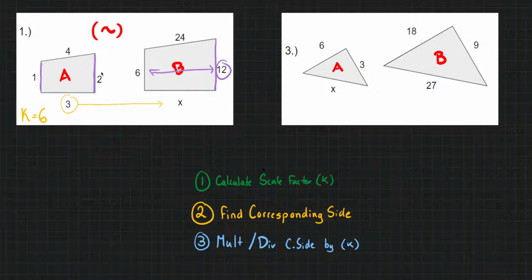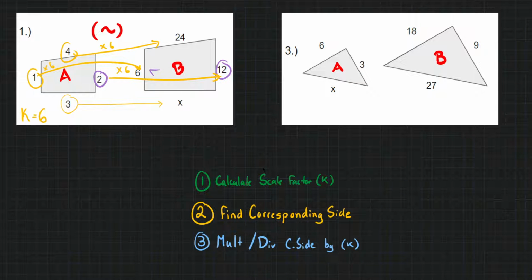That means 2 corresponds to 12, which means that is the one that's going to get me the scale factor. 2 times what gets me 12? 2 times 6 gets me 12. And we can verify this. 4 times what gets me 24? 4 times 6 gets me 24. 1 times what gets me 6? 1 times 6. So it's verified. The scale factor is 6.